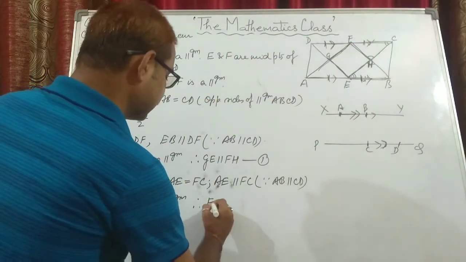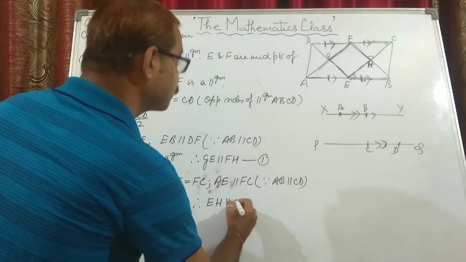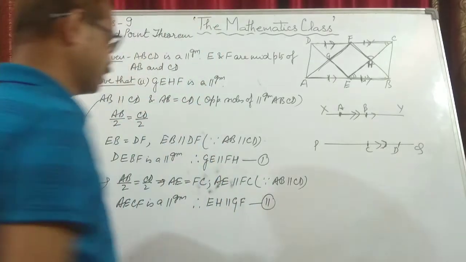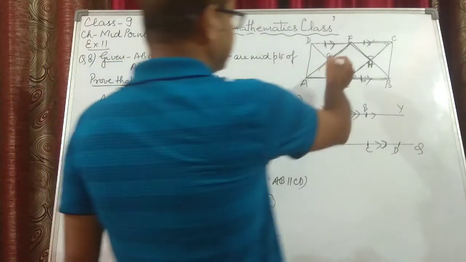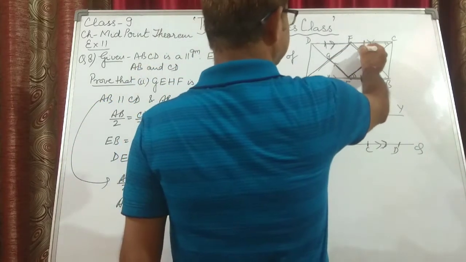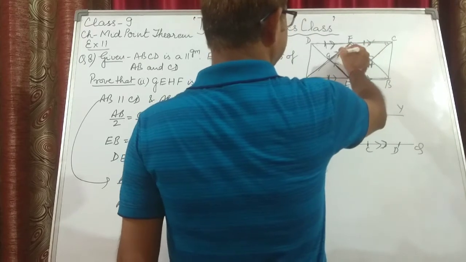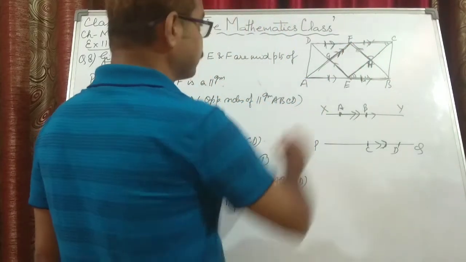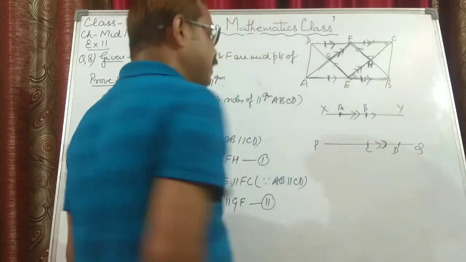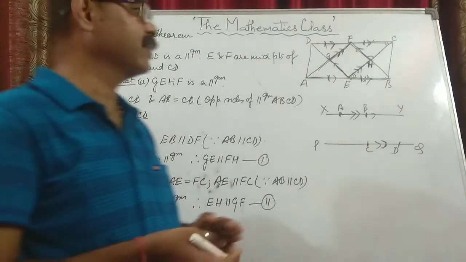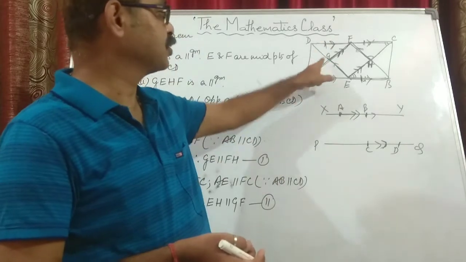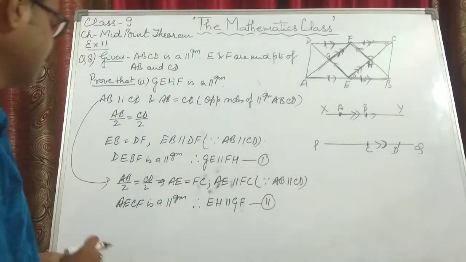EH is parallel to GF. Now this is the second equation. We have proved that GE and FH are parallel. At the same time, we have proved that GF and EH are parallel. Now, this is a quadrilateral. In this quadrilateral, we have proved that pairs of opposite sides are parallel. Therefore, GEHF will be a parallelogram.